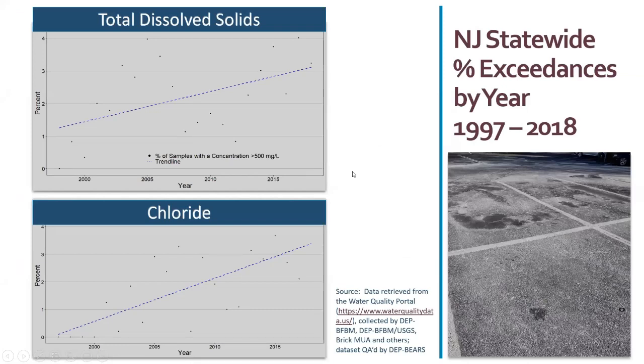So in this slide, we took a closer look at chloride and TDS by downloading the water quality data collected between 1997 and 2018 from the water quality portal. This was about 110,000 data points. The graphs on the slide show statewide data for the percent of samples exceeding the TDS and chloride standards each year. There were no samples exceeding standards in 1997 and 1998, but we observe an increasing trend in the percent of samples exceeding standards over the years.